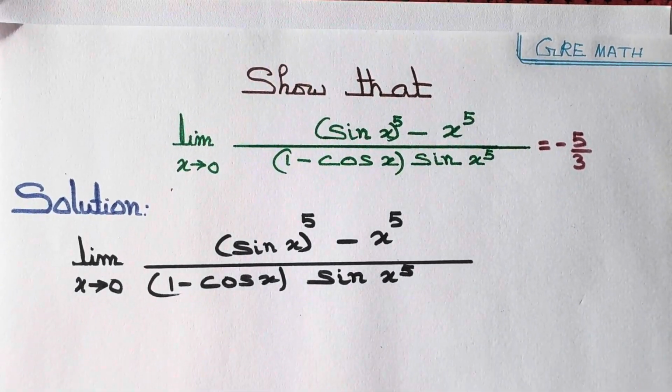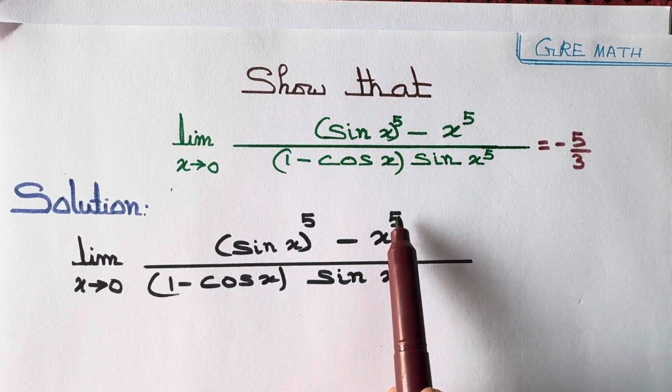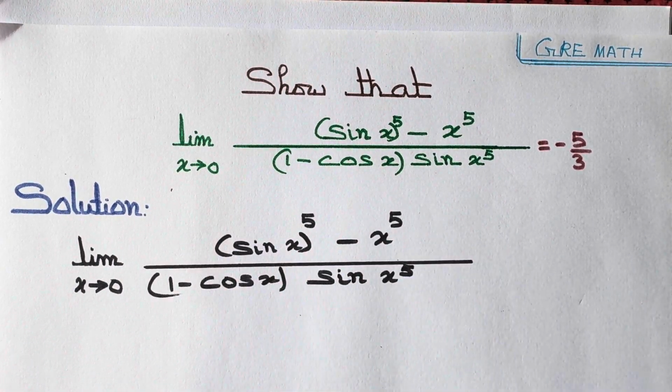Okay, we want to evaluate this limit. We may apply L'Hopital rule. However, that may be a bit difficult. We got x to the power 5, sin x to the power 5, and we need to differentiate the numerator as well as denominator. That may be difficult for us. So what we'll do is, we will apply L'Hopital rule, but after a bit of simplification.